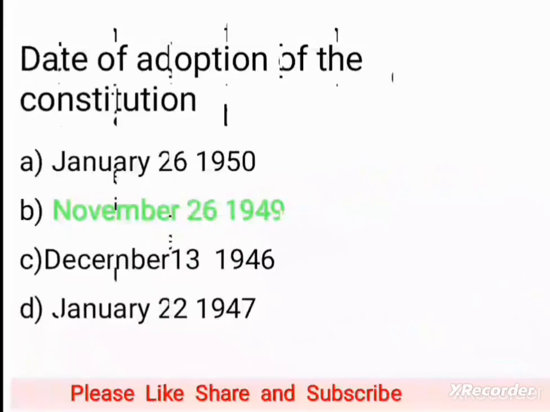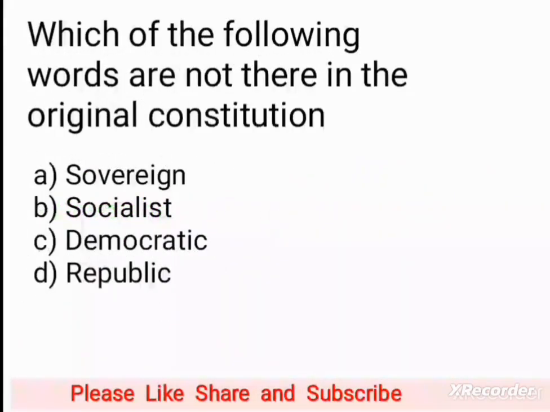And the next question is: which of the following words are not there in the original Constitution? Option A, sovereign. Option B, socialist. Option C, democratic. Option D, republic. And the correct answer for this question is option B, socialist. The words socialist, secular, and integrity were added to the preamble by the 42nd Constitutional Amendment Act 1976. About the 42nd Amendment Act I had discussed in our previous video.